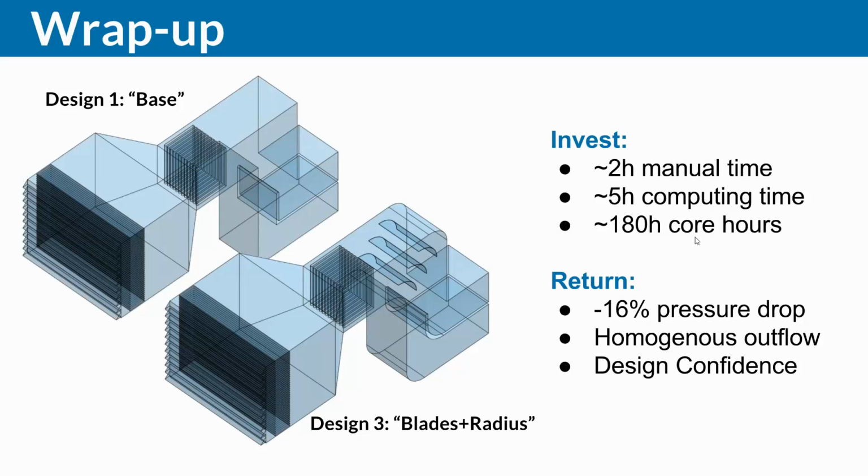I invested computing time, 5 hours, because everything runs in the cloud. You can parallelize it. You can run all of these simulations in parallel on lots of cores. So overall, it was, sorry, that's a typo, 180 core hours that I invested in this entire simulation project. And I could come to a more homogeneous outlet flow to the gas turbine. We talked about it: 80 pascals reduction of the pressure drop, which equals a 16% relative improvement of the pressure drop to the initial baseline design. And as an engineer and designer, I can make my design decisions with a higher confidence.